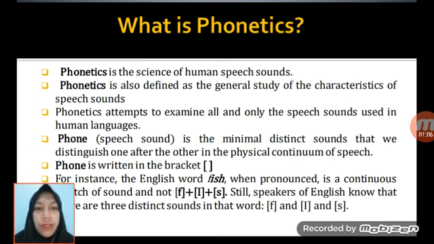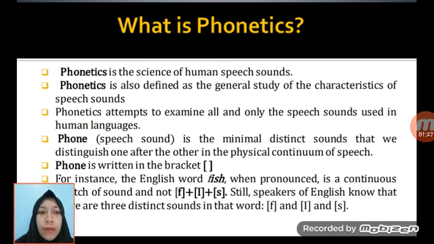And in phonetic, you need to be familiar with the term phone for a speech sound, and it refers to the minimal distinct sounds that we distinguish one after the other in the physical continuum of speech. So phone means a speech sound, and phone is usually written in the bracket.